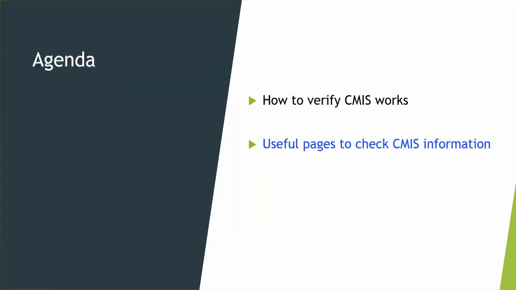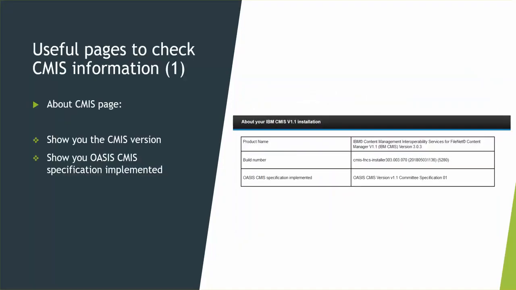Then I will introduce some useful pages to check CMS information. The first one is the About CMS page. It will show you the CMS version. Also show you the OASIS CMS specification implemented in this version.